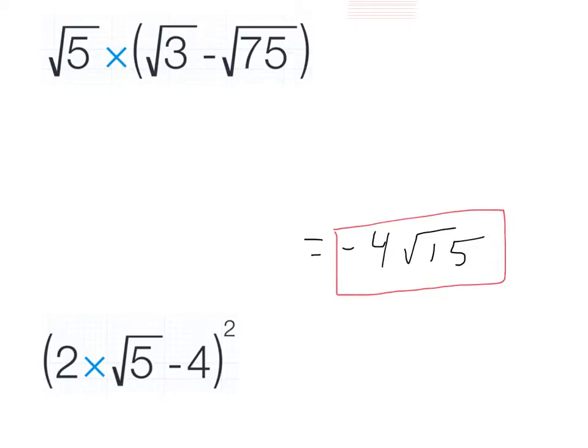If I did this a different way, I could have distributed right from the start, which would have led me to the square root of 15 minus the square root of, now you've got to do 5 times 75, which isn't particularly challenging, but it's a little bit of a big number, and you get 375.